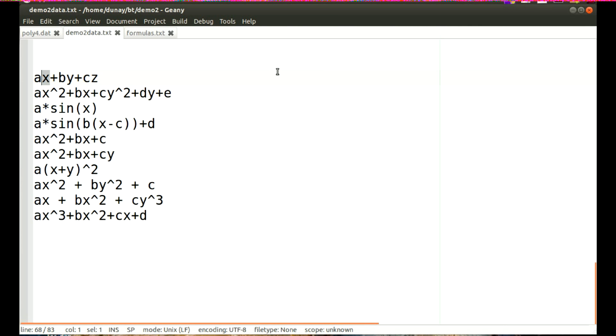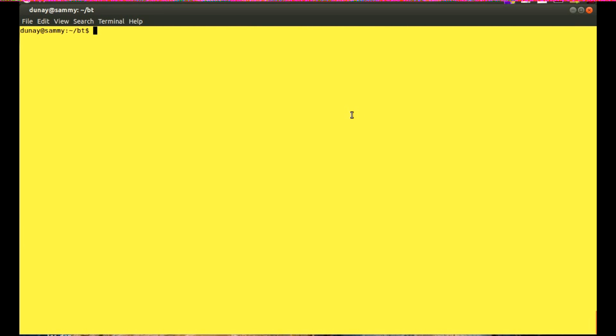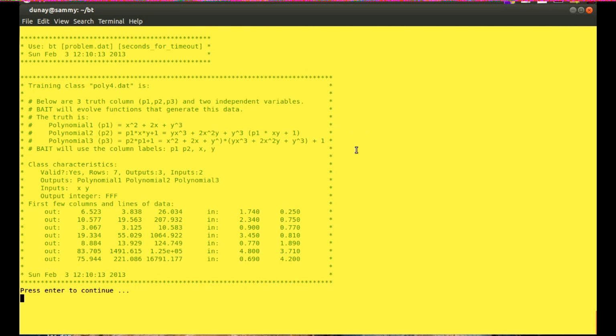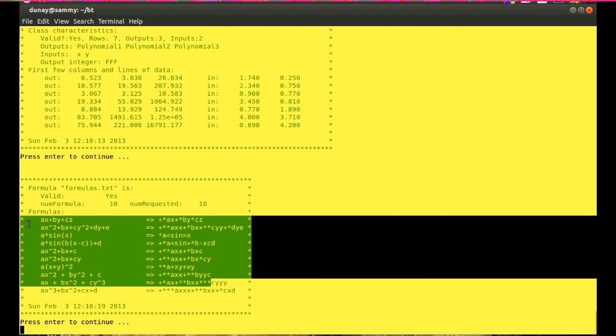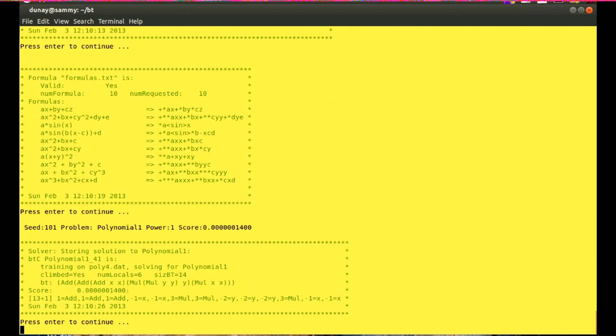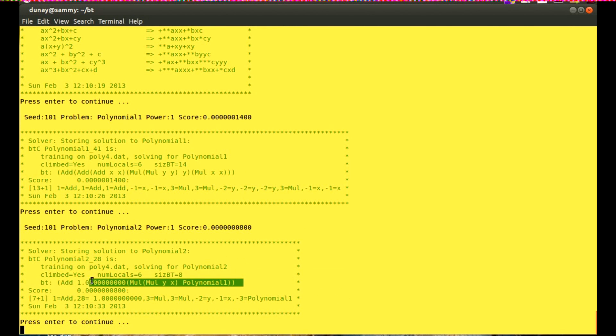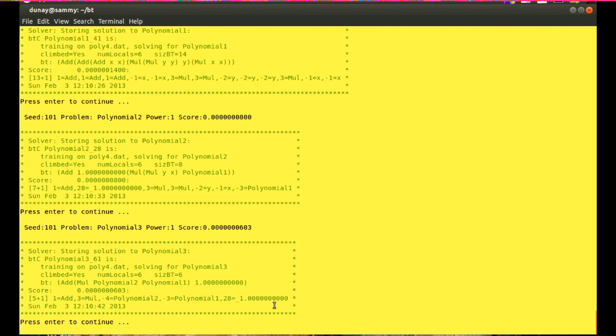Remember our complicated training data? Let's see what the EA does when we incorporate the user's guesses. First, we see our data with 2 inputs and 3 outputs. Next, we see the formulas which guide the creation of a portion of our random solutions. This is a solution to the easiest problem, polynomial 1. This is the next easiest problem, polynomial 2. It used polynomial 1 to solve the more difficult problem. The last solution uses both of the previous solutions.